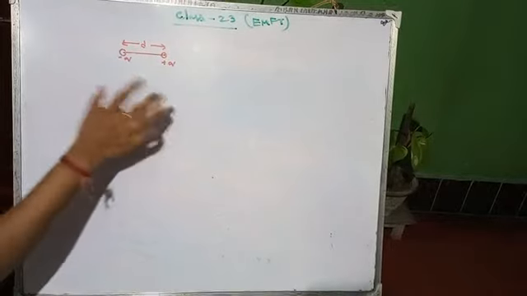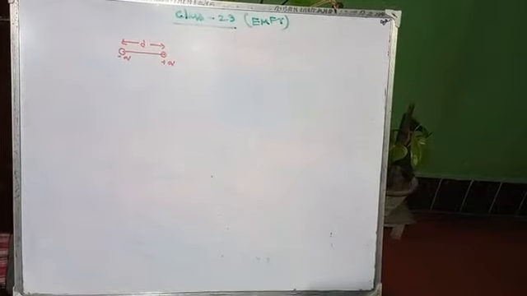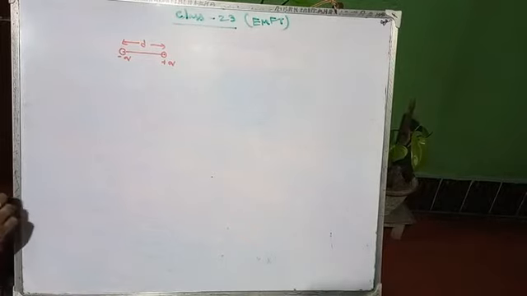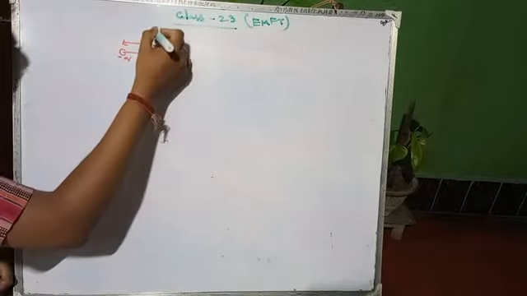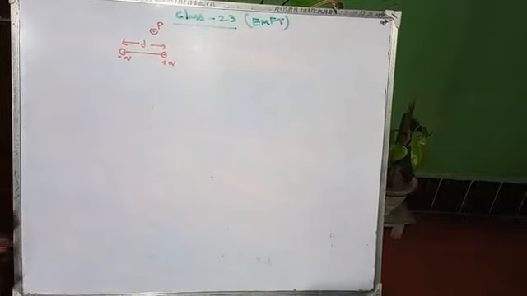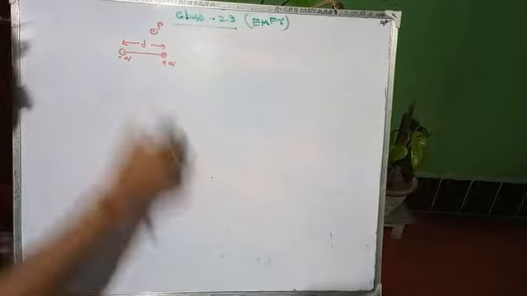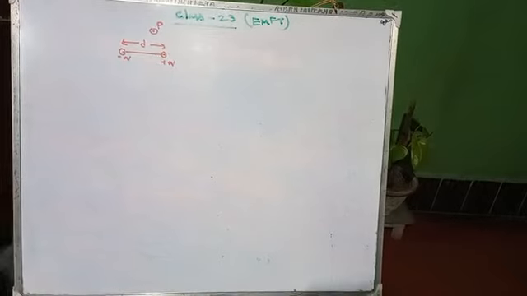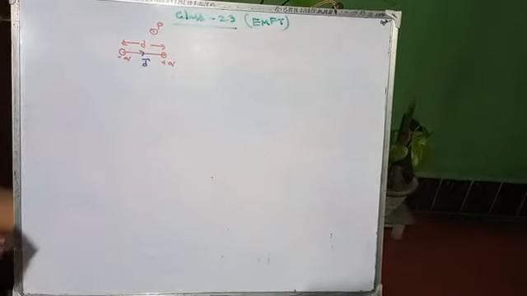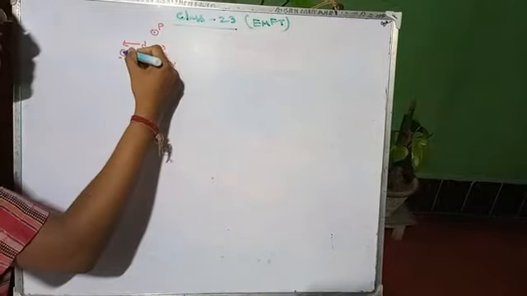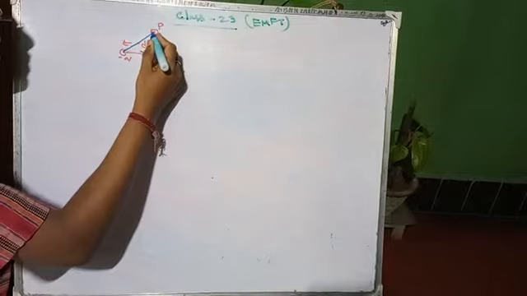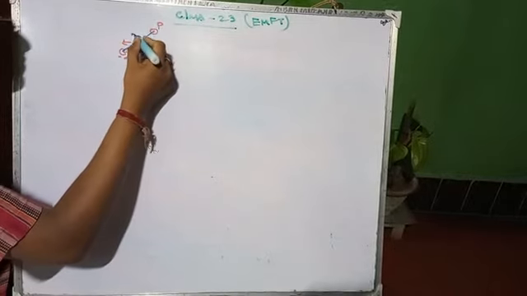We have to calculate the electric field intensity E at an arbitrary point P due to this dipole. Suppose this is your d vector, the distance vector. From the negative pole to point P, we are joining it by an r vector.